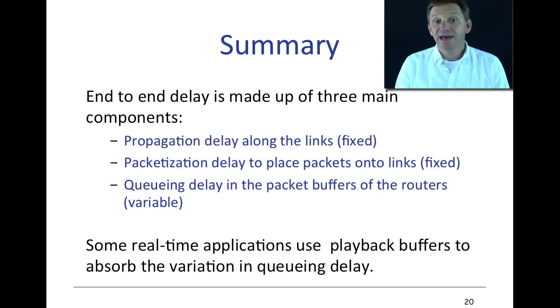Okay, so in summary, end-to-end delay consists of three components. The first two are fixed: propagation delay, which is the time that it takes for a bit to propagate over a link, and packetization delay, which is the time that it takes to put a packet onto a link. Then there is the queuing delay, which is variable, dictated by the time that a packet spends in the buffers in the routers along the path. Some applications, as we saw, use playback buffers to absorb this variable queuing delay to help the applications stream the video back to us at a fixed rate.